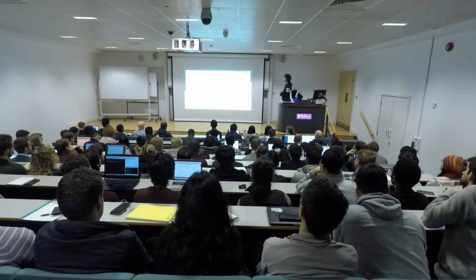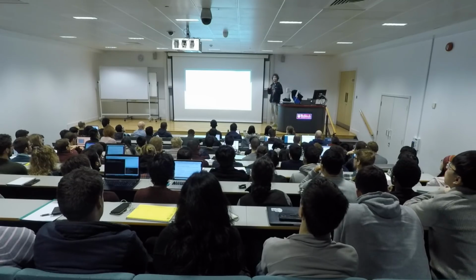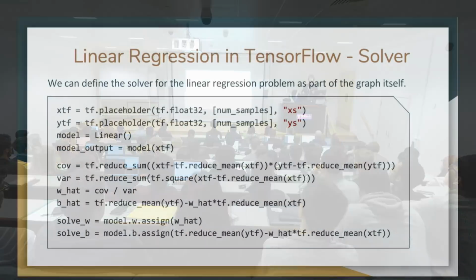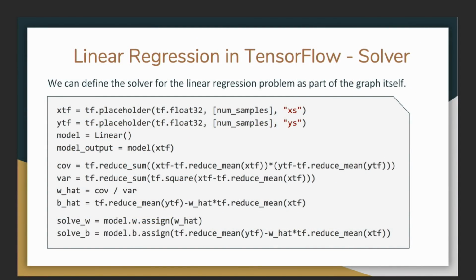So let's define the solver as part of the graph itself, just to make it a bit more interesting. What we need first is two placeholders: a placeholder for the inputs and a placeholder for the outputs. Then we instantiate our model and connect it to the input placeholder. When we call the model on the input placeholder XDF, this call function is executed, so we create a tensor equal to the placeholder times W plus B.